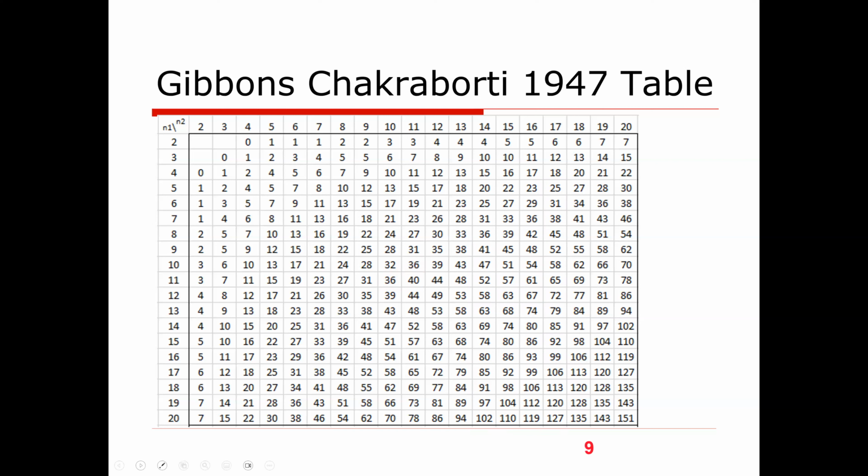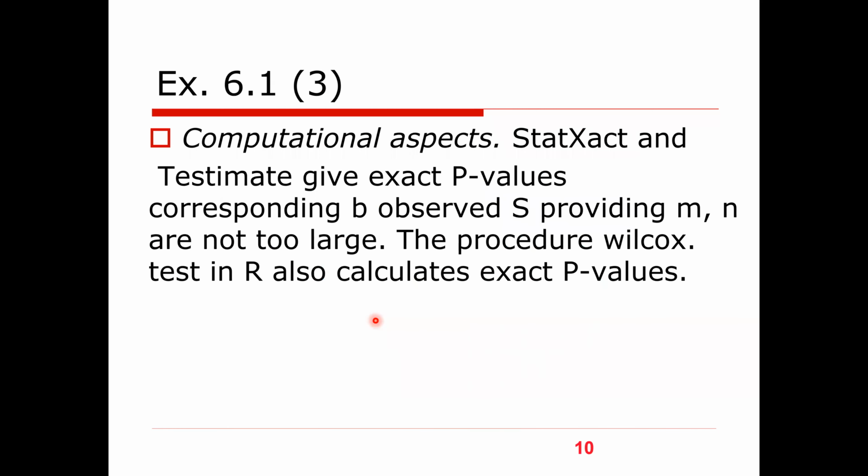And also there are other tables that give quantiles. This is actually the 95% confidence interval upper limit, right? And there are also tables that give specific quantiles, 25%, 75%. Okay, so computational aspects: we can get an exact p-value using the wilcox.test in R when there are no ties.